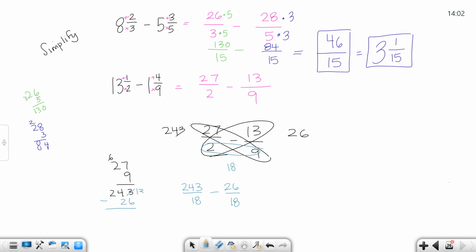So when I borrow, I'm going to get a 7 and a 1 and a 2. So I'm going to get 217 over the common denominator, which is 18.